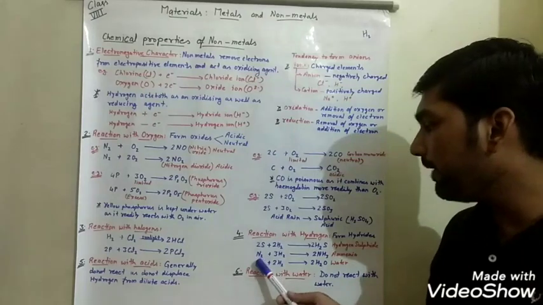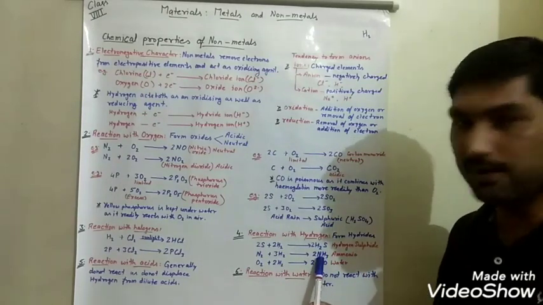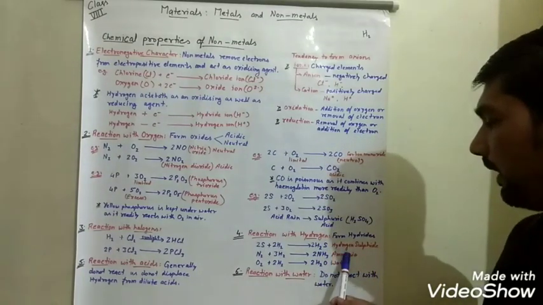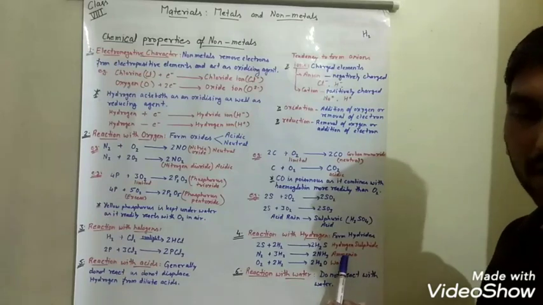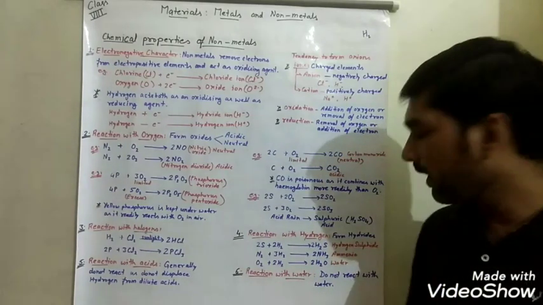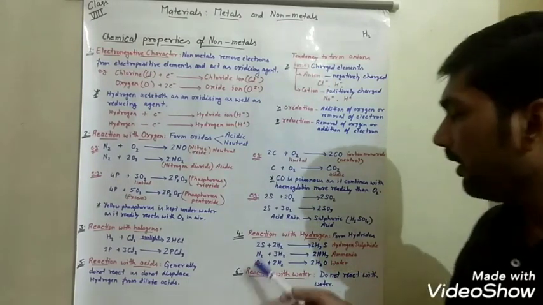When nitrogen reacts with hydrogen, they form a compound with the chemical formula NH3, and this is what? Ammonia. And you know about ammonia from the first chapter, agriculture. So ammonia is basic in nature.